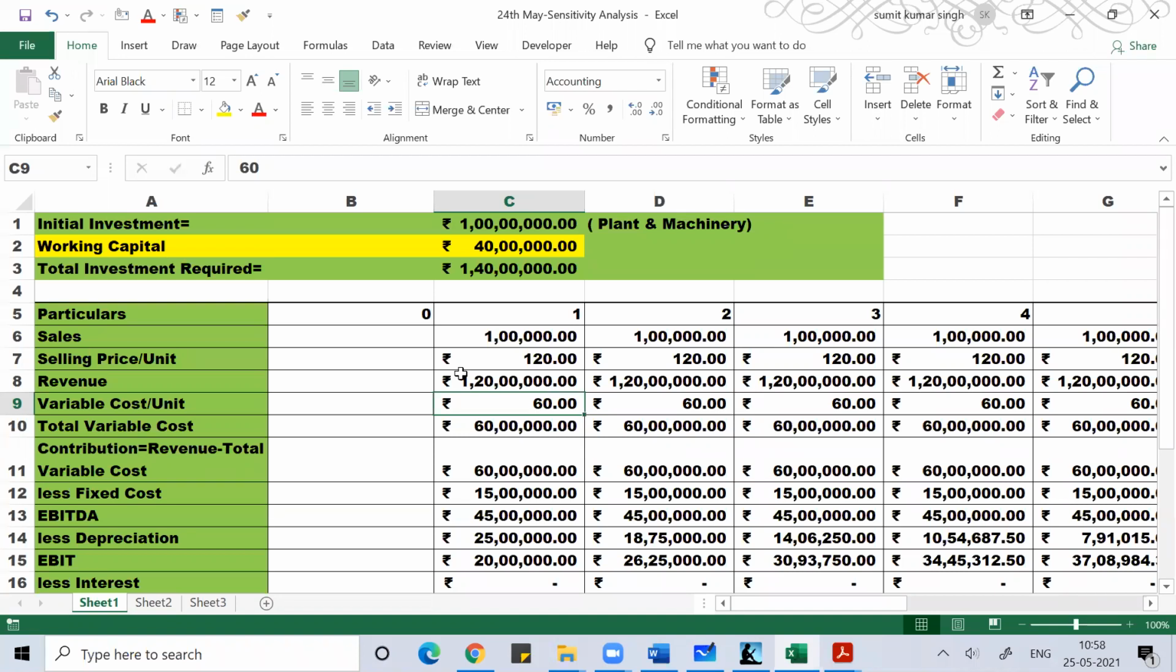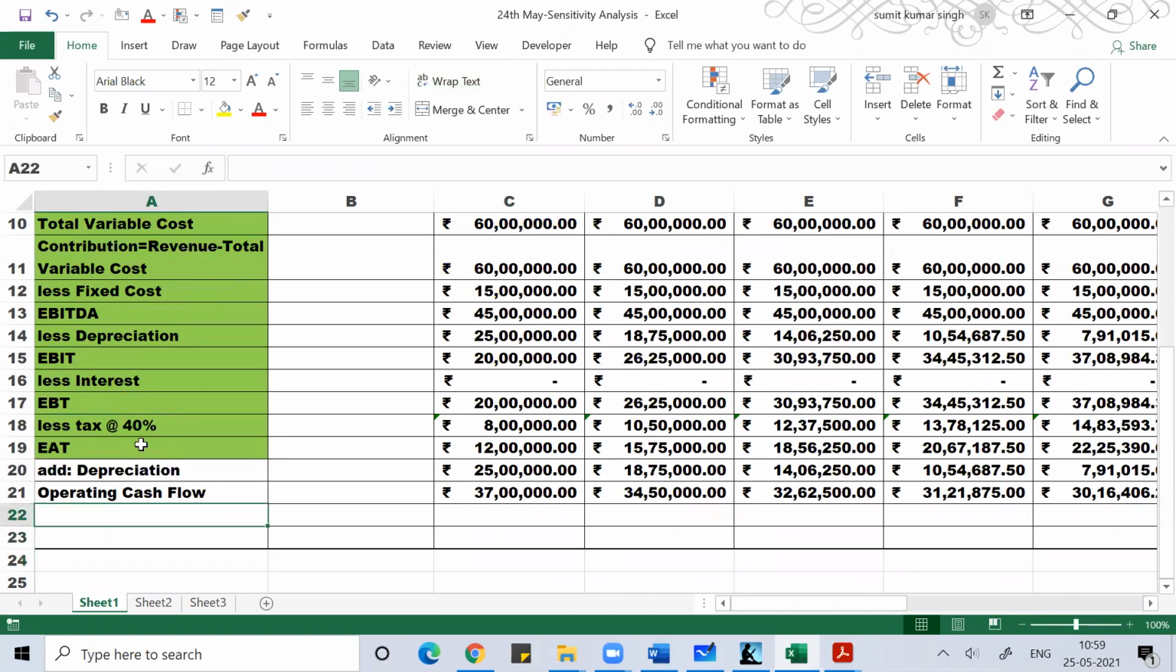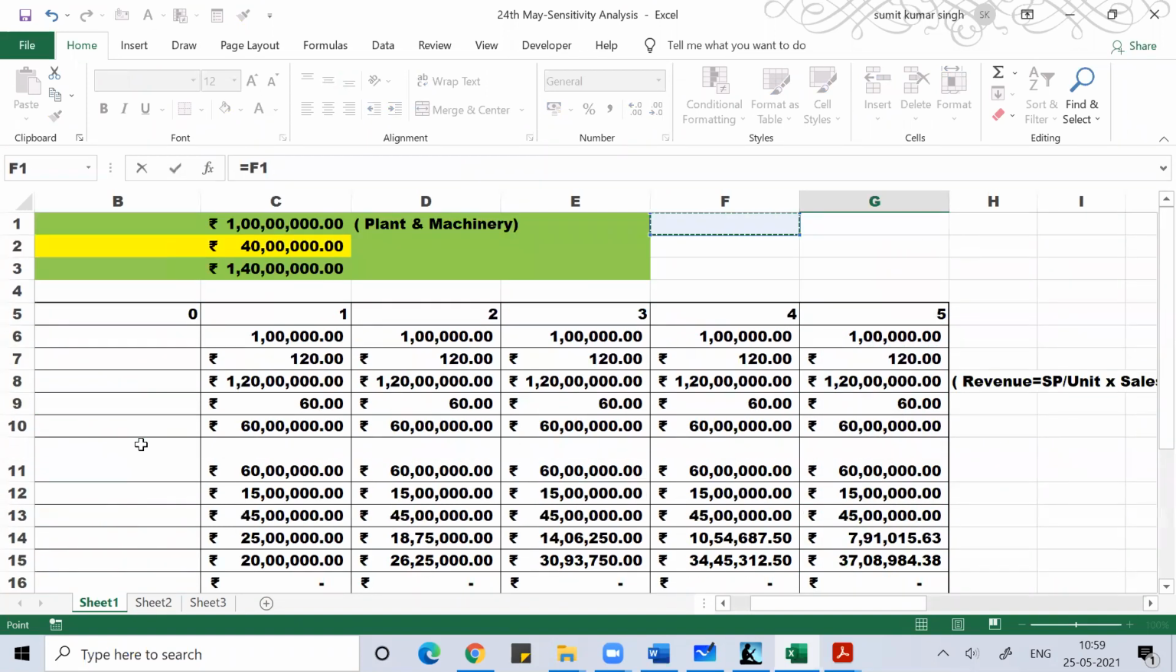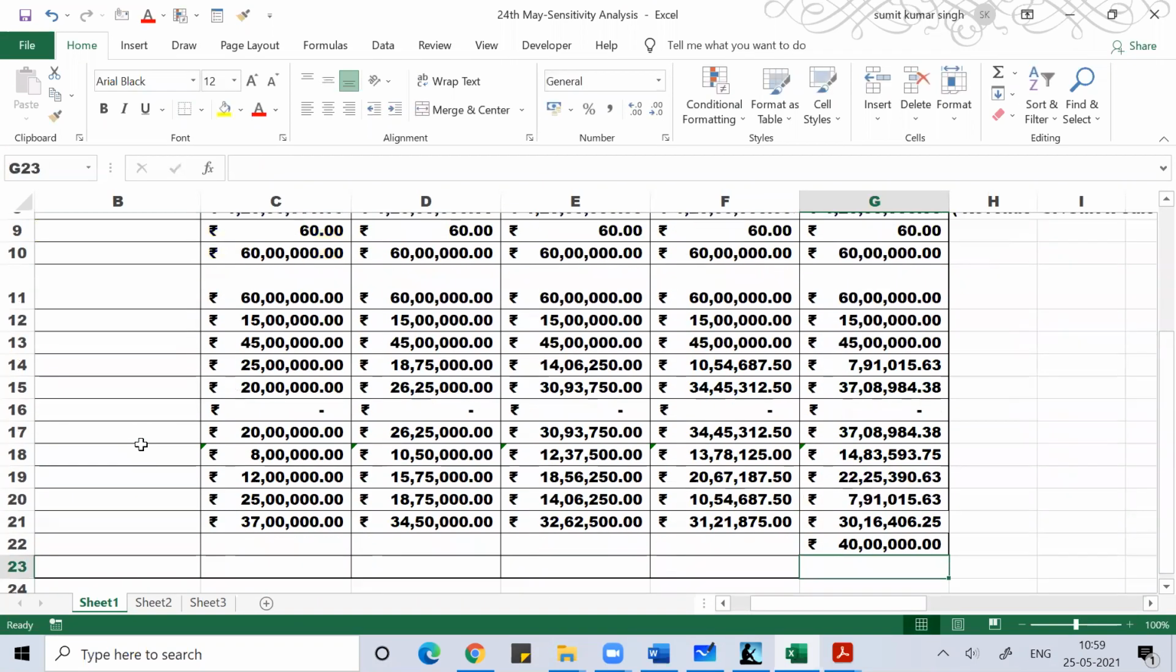Now many times it is given in the problem that the working capital which you spent in the beginning, you release once the life of the project is over. Here working capital of 40 lakh rupees was given in the problem, so I'll make an entry of release of working capital, and once the life of the project gets over, I'll release this working capital of 40 lakh rupees.